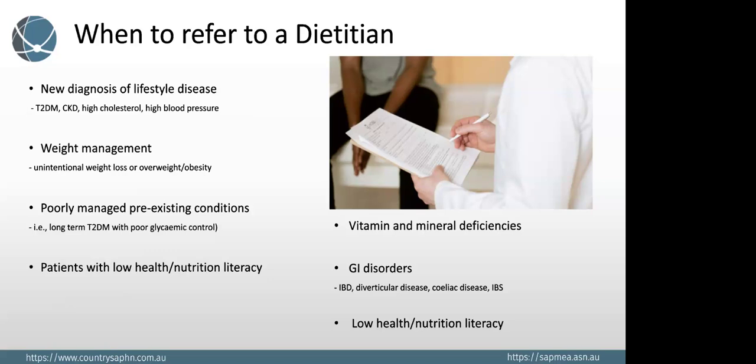Patients with low health and nutrition literacy, where they might have a care plan and want to learn a little bit more to prevent health conditions in the future. Vitamin and mineral deficiencies. Iron deficiency is a very common one that we see. GI disorders is something we haven't talked about in depth, but we see a lot of. So inflammatory bowel disease, so ulcerative colitis and Crohn's, diverticulitis, celiac and irritable bowel syndrome, which we do see quite a lot of. And I think we've mentioned low health and nutrition literacy twice already. So they would all be things, and it's not necessarily limited to that either, but it's quite a wide range of different things we'd look at.